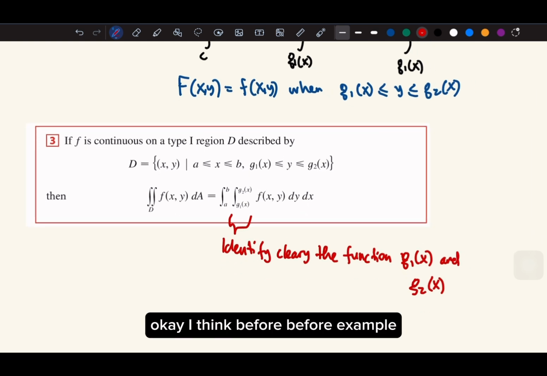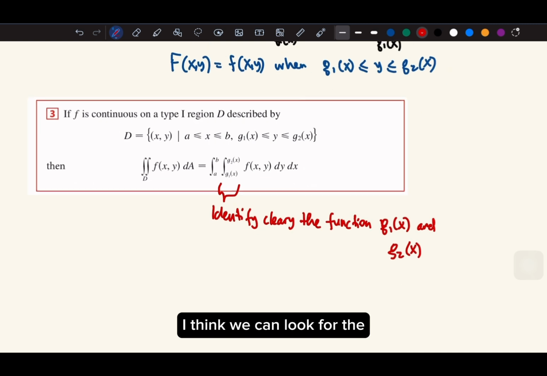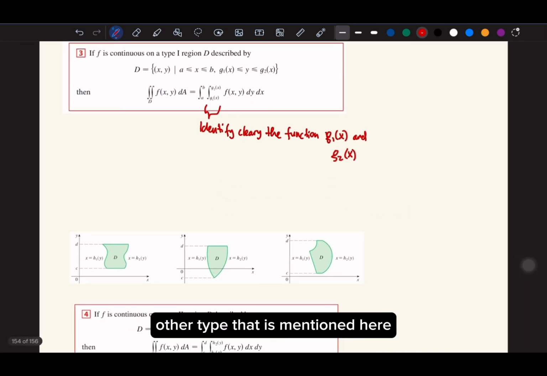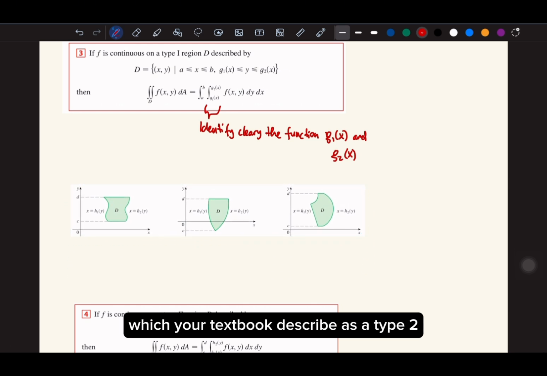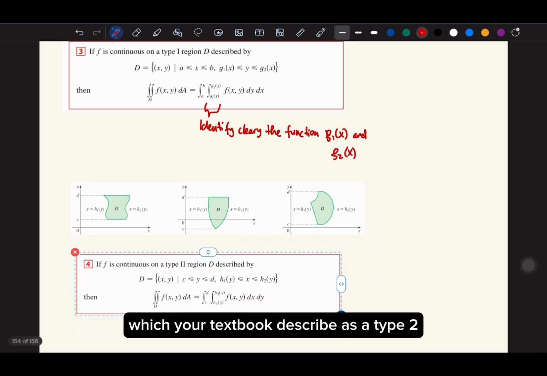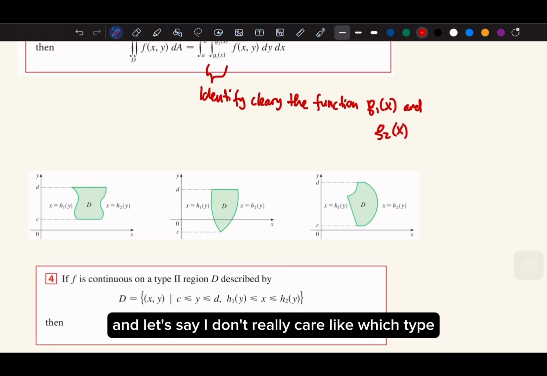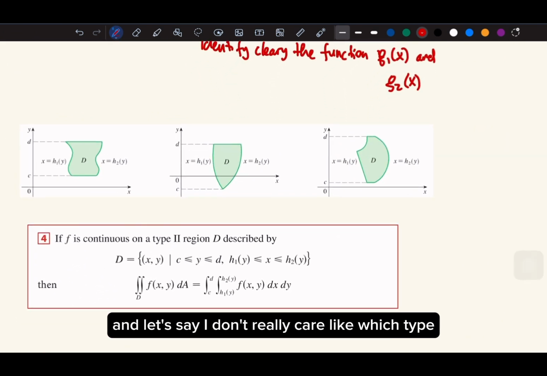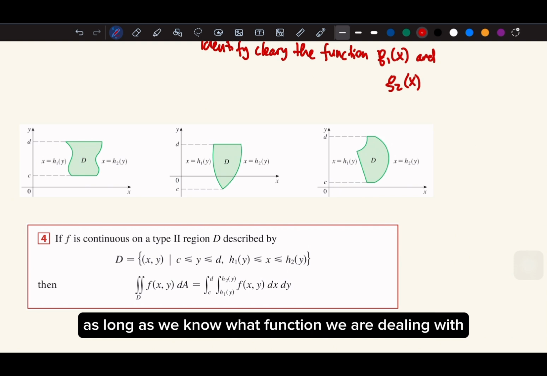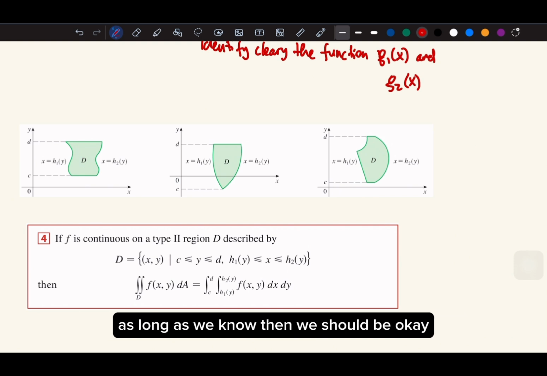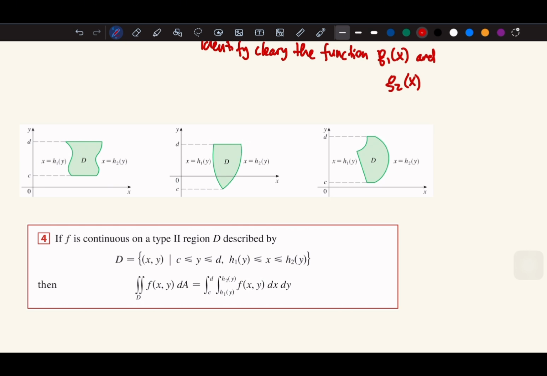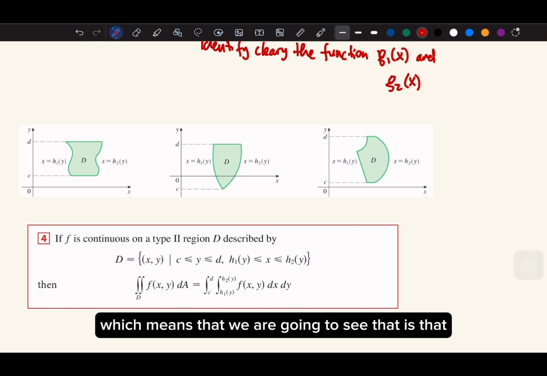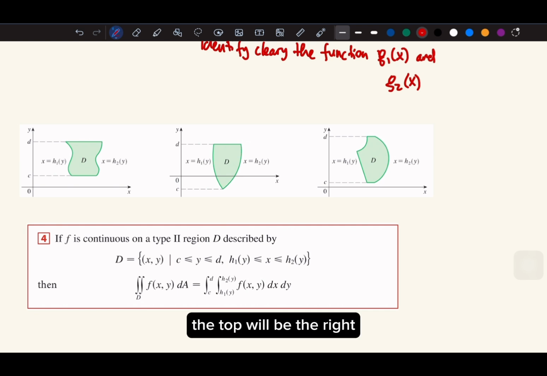Before the example, we can look at the other type mentioned here, which your textbook described as type 2. And let's say I don't really care which type, as long as we know what functions we are dealing with. Here, we clearly see that x is a function of y, which means that the top will be the right.